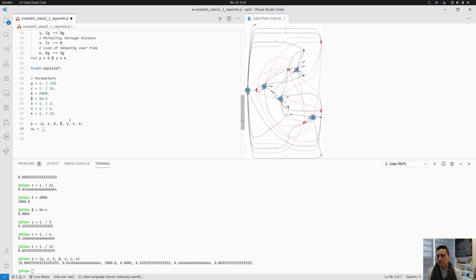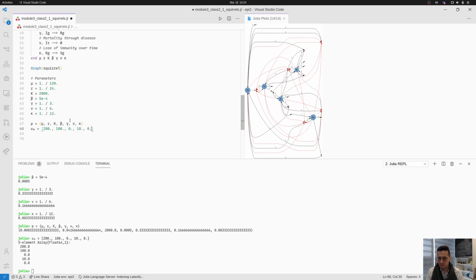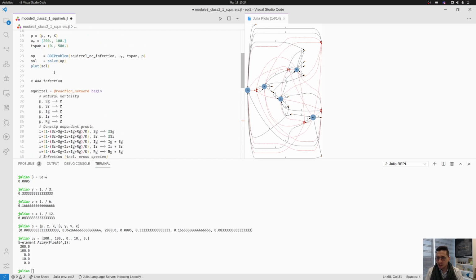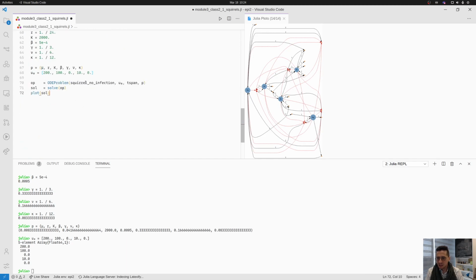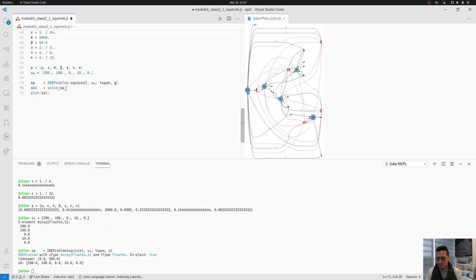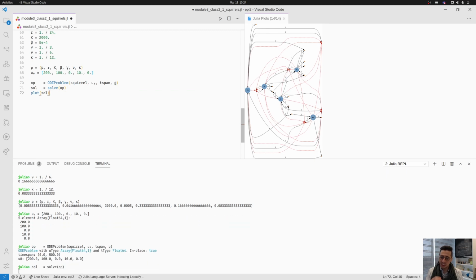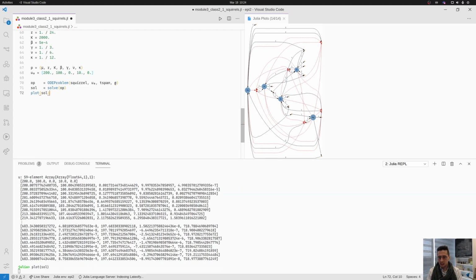So the initial population size we're going to set are like 200, 100. We're going to say like 0 infected individual here, 10 here, and 0 recovered. And then we can start running our little thing. So we change the model. It's Squirrel now, keep the same time span. We solve that. And then we look at the solution.